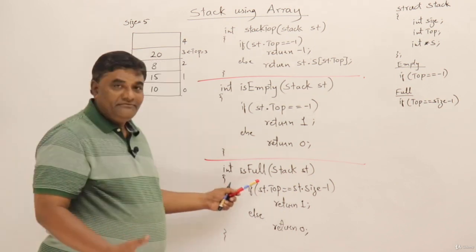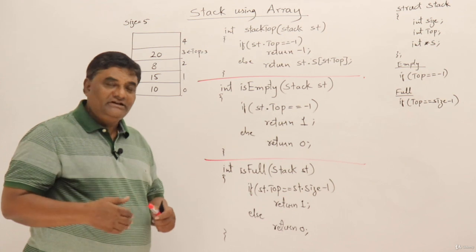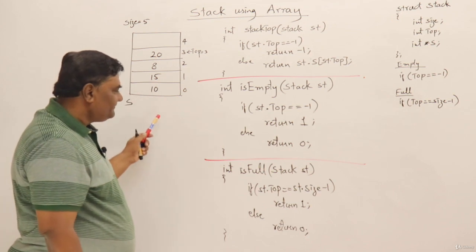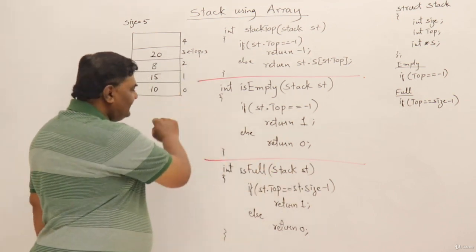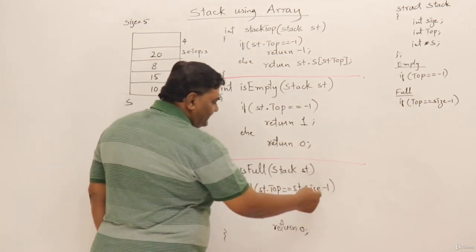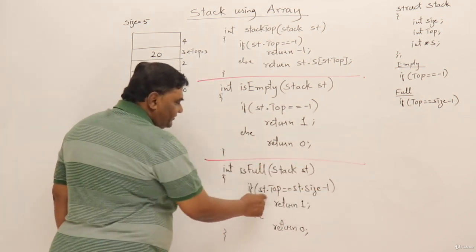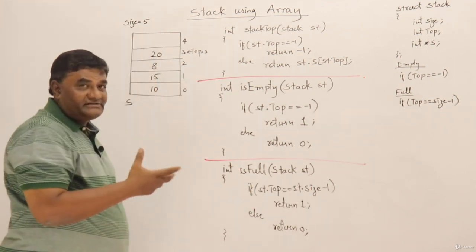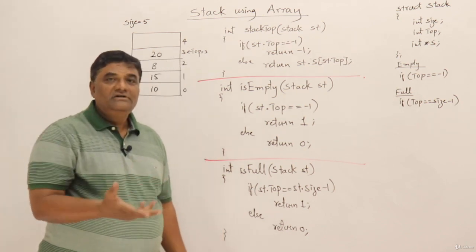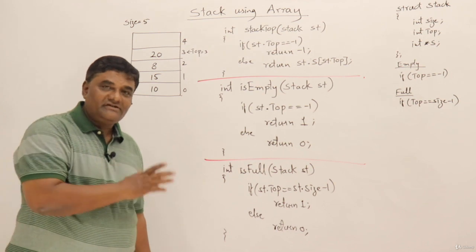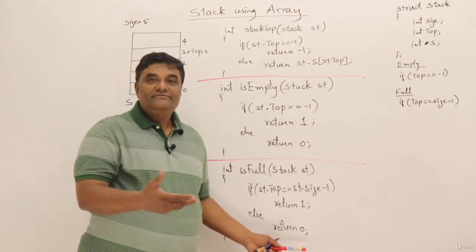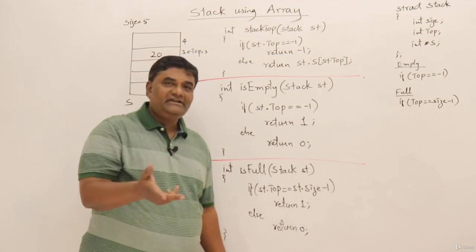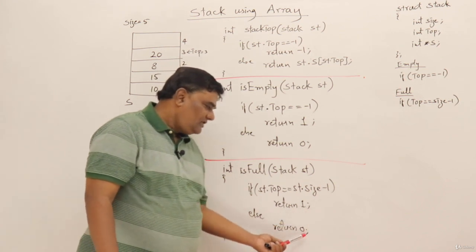Then isFull. It will check whether the stack is full or not. If it is full, it will return true. Otherwise, it will return false. So it is taking the stack by value, and here it is checking whether top is equal to size -1. Both are inside the structure, so st.top is equal to st.size -1. If yes, then return true. True means a non-zero value in C language, so it is returning 1. Else the stack is not full, so return false, that is 0. So 0 is false and any non-zero value is true. We prefer taking 1 as true, so we have taken 1 for true and 0 for false.